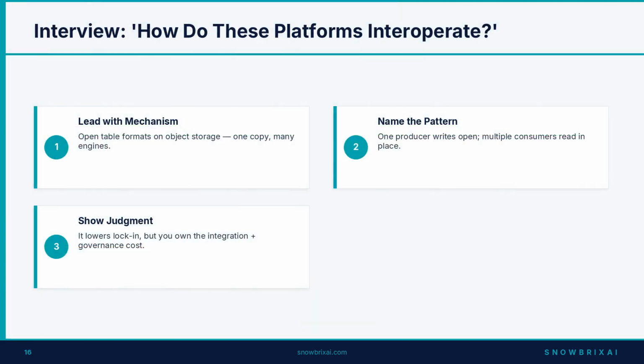Let me hand you the interview answer for this one. When they ask how these platforms interoperate, lead with the mechanism. Open table formats on object storage. One copy, many engines. Then name the pattern clearly. One producer writes open, multiple consumers read in place. And finally, show your judgment. Say it lowers lock-in, but you own the integration and governance cost. Mechanism, pattern, trade-off, answer it in that order, and you sound like the architect in the room.